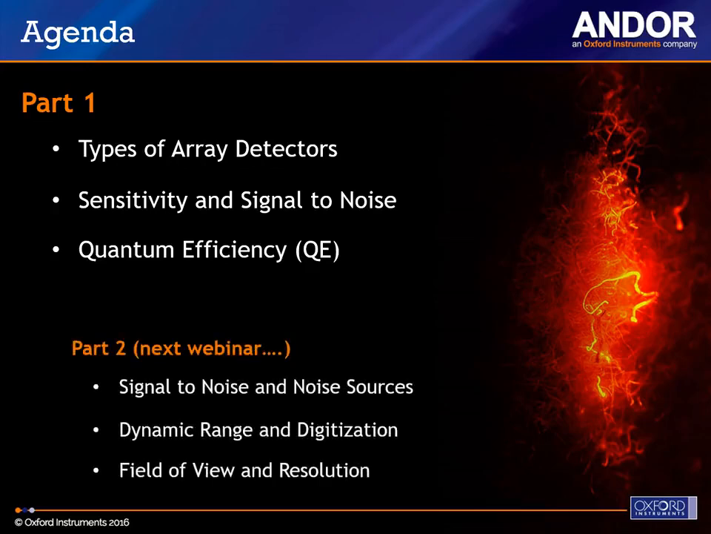Then, just as a preview for how we'll round up in part two, the second part of the fundamental series, we'll talk about signal-to-noise ratio in more detail and the various noise sources that go into determining the signal-to-noise ratio. We'll also cover the concept of dynamic range and digitization in scientific detectors, and then we'll finish up in part two with discussing field of view and resolution and resolving capability.